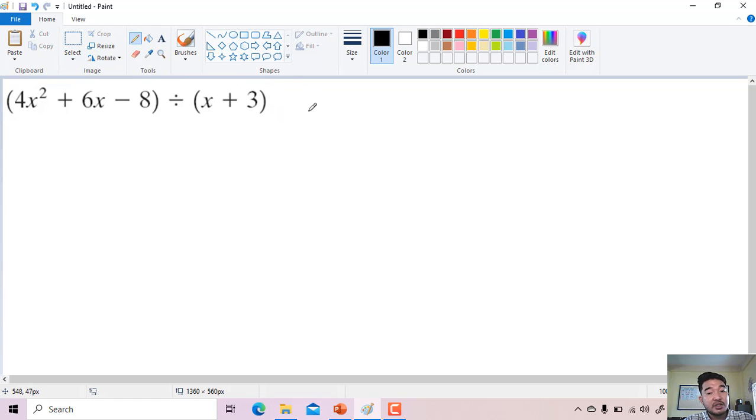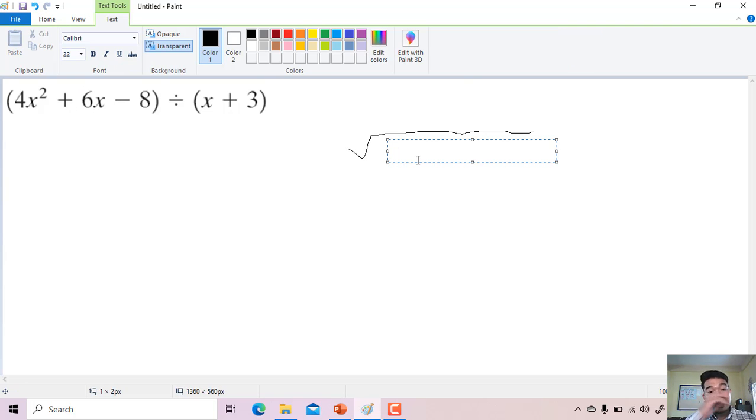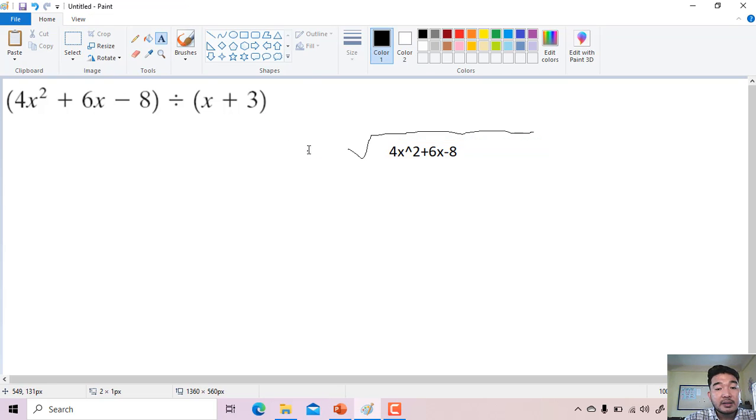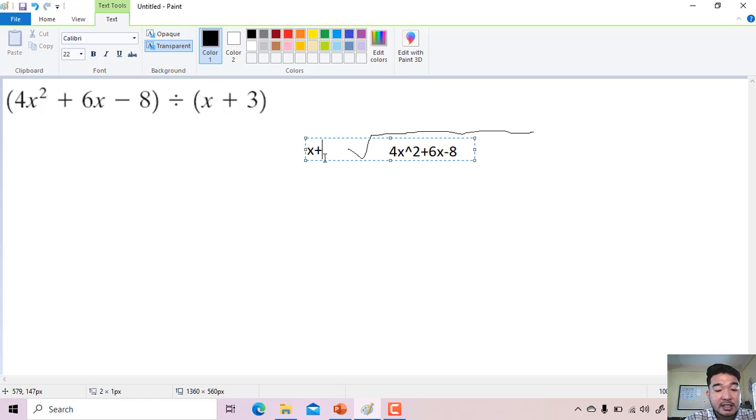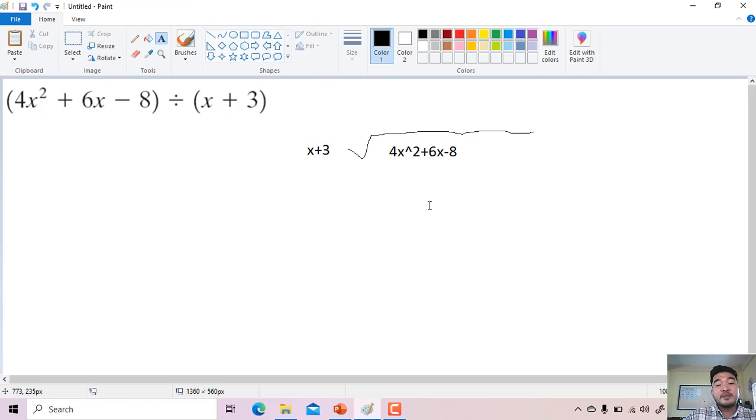So once again, we draw the division symbol. There you go. And then we add our dividend. So you have 4x squared plus 6x minus 8, and then our divisor here is x plus 3. Alright. So divide 4x squared plus 6x minus 8 divided by x plus 3.